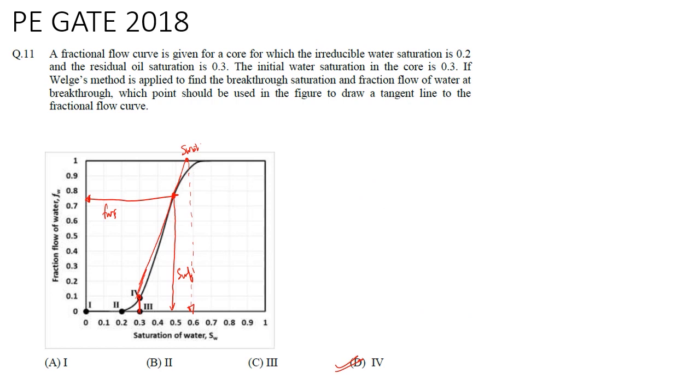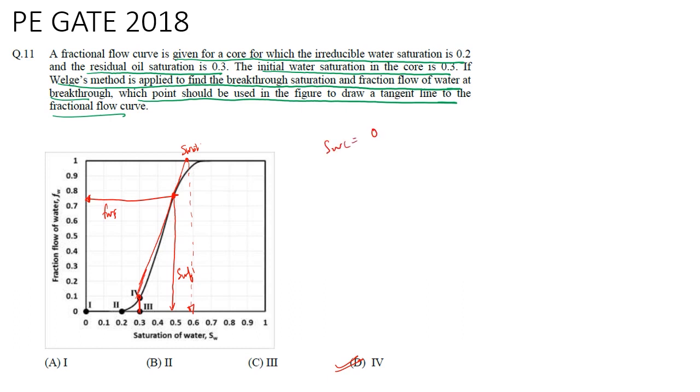This question was asked in GATE 2018. A fractional flow curve is given for a core for which the irreducible water saturation is 0.2 and the residual oil saturation is 0.3. The initial water saturation in the core is 0.3. If the Welge method is applied to find the breakthrough saturation and the fractional flow of water at breakthrough, which point should be used in the figure to draw a tangent to the fractional flow curve? Now, as given in the question, the irreducible water saturation is at 0.2.